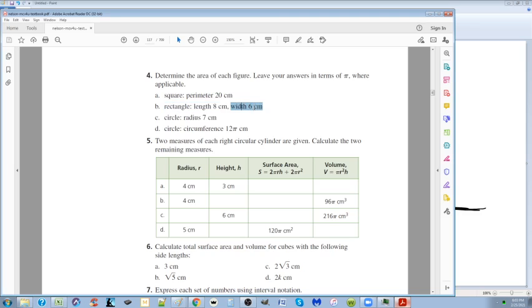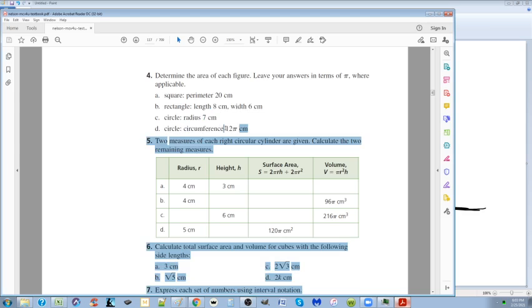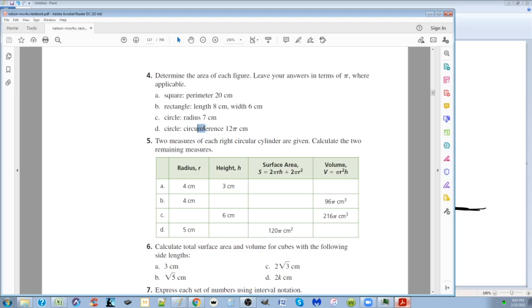For area, 8 times 6. For this one, for area, it's pi r squared, so it's 49 pi. For circumference, it's going to be 2 times pi times r. So if that's the circumference, you need to find out what? Determine the area of each figure.